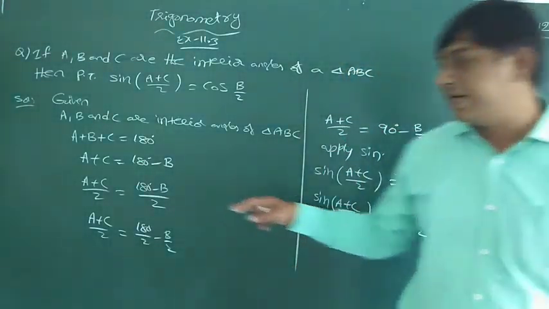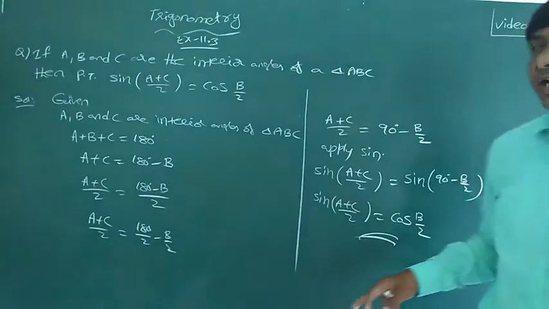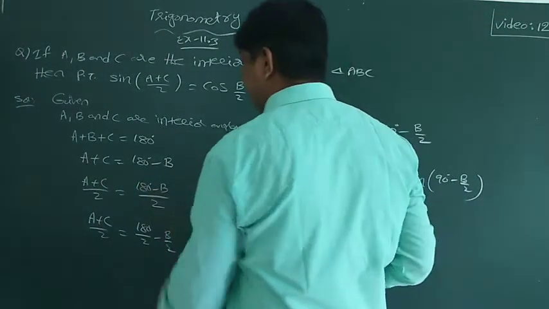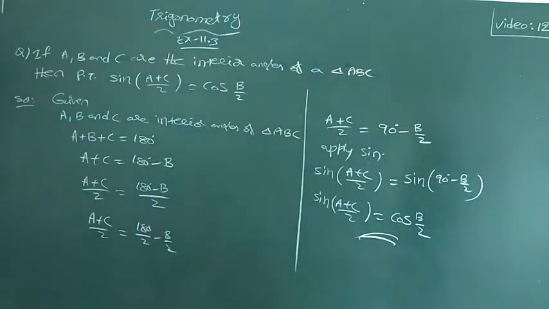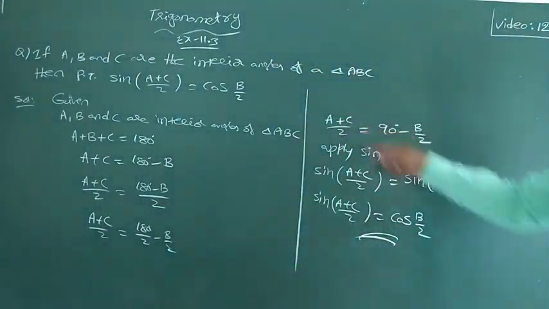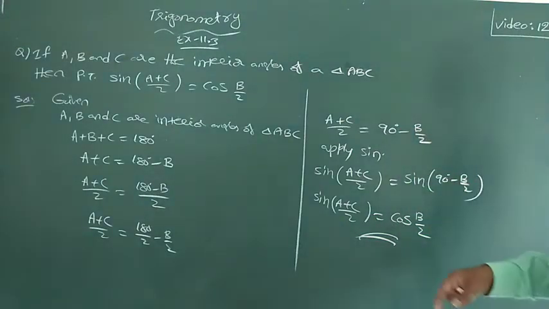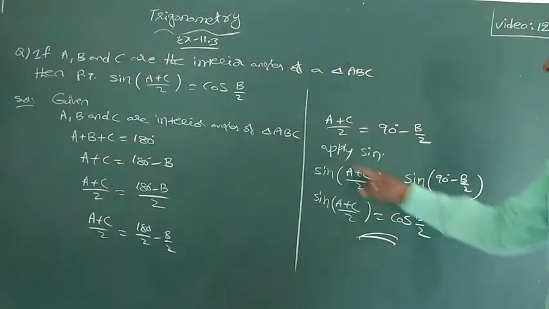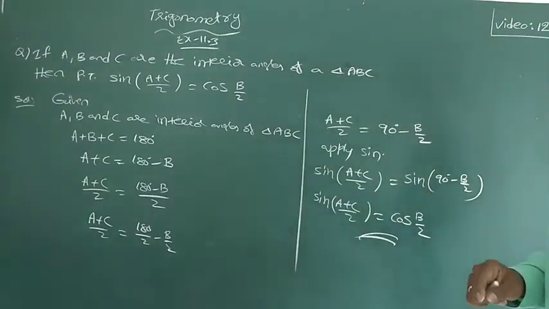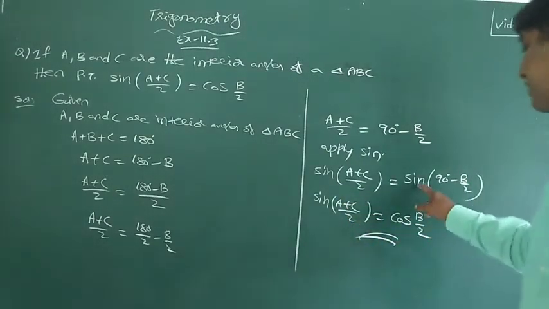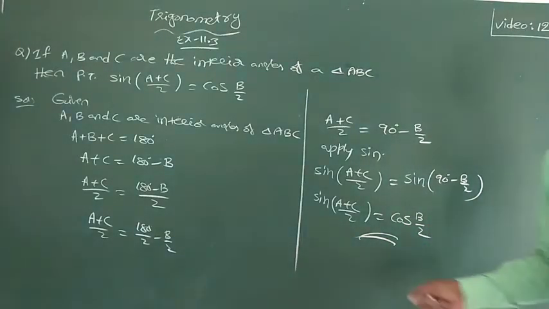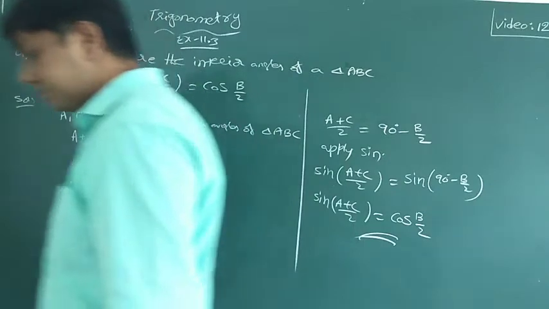Now divide by 2, because I now require (A plus C) by 2. So (A plus C) by 2 is equal to (180 minus B) by 2. That is, (A plus C) by 2 is equal to 180 by 2 minus B by 2, that is, 90 minus B by 2. Apply sine on both sides. Sine of (A plus C) by 2 is equal to sine of (90 minus B by 2). That is, sine (A plus C) by 2 is equal to cos B by 2, since sine (90 minus theta) is cos theta. Please write down.